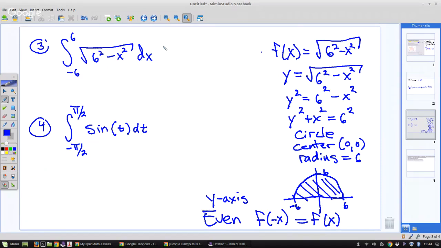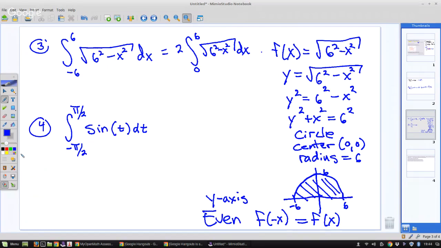Cool thing about even symmetry is you can rewrite this and say this is twice the integral from 0 to 6. Boundaries are easier to evaluate. Square root of 6 squared minus x squared. Now, unfortunately, there's no simple antiderivative for this sucker. However, I have a geometric means to do it.